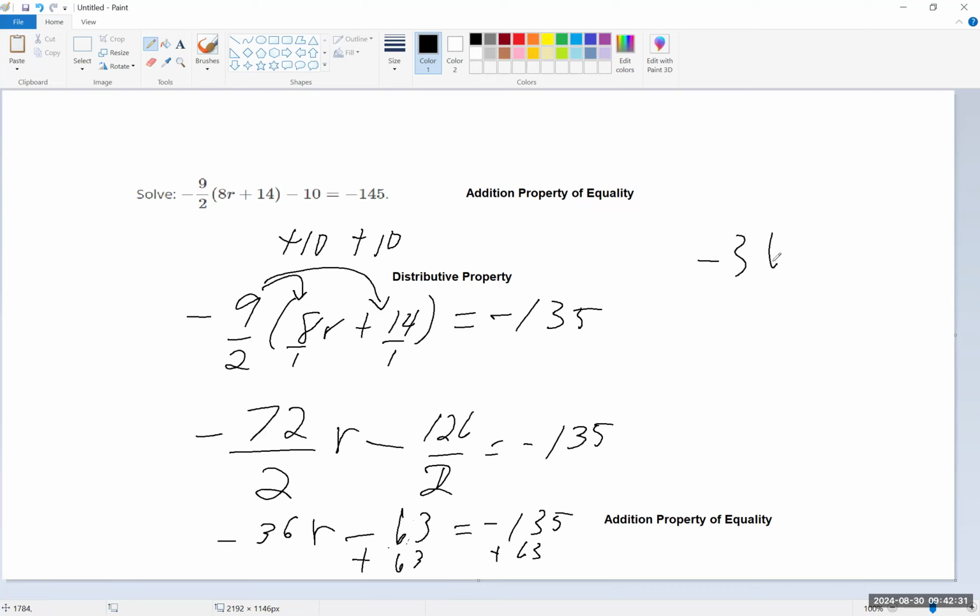And we have negative 36r equal to negative 135 plus 63. I'm going to use a calculator. So 135 minus 63, you probably can't see this. That's 72. We're almost there. So it's actually negative 72. Divide by negative 36, divide by negative 36. So r is 2.